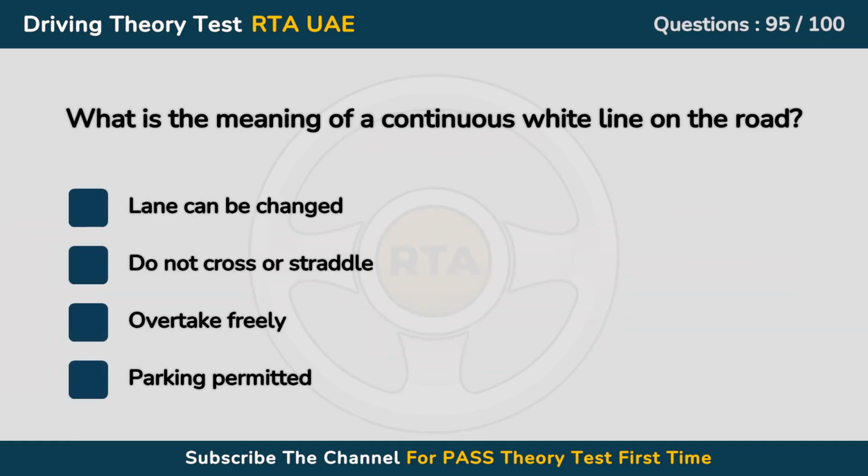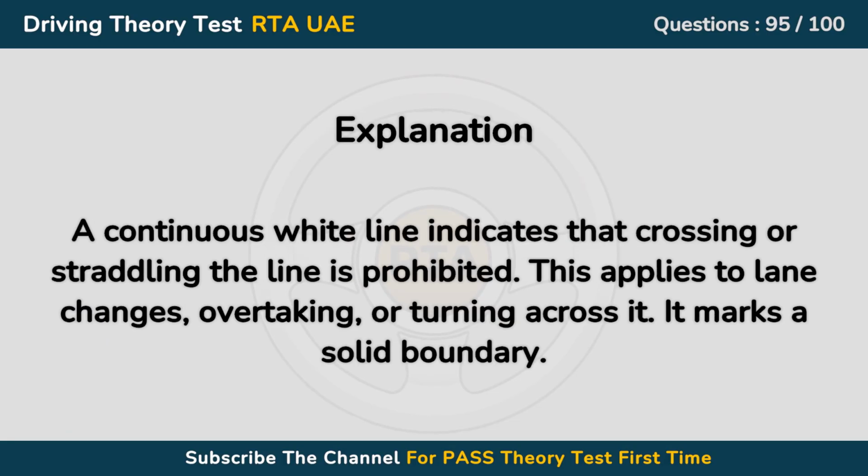Question 95. What is the meaning of a continuous white line on the road? A. Lane can be changed. B. Do not cross or straddle. C. Overtake freely. D. Parking permitted. Answer is B. Do not cross or straddle. A continuous white line indicates that crossing or straddling the line is prohibited. This applies to lane changes, overtaking, or turning across it. It marks a solid boundary.